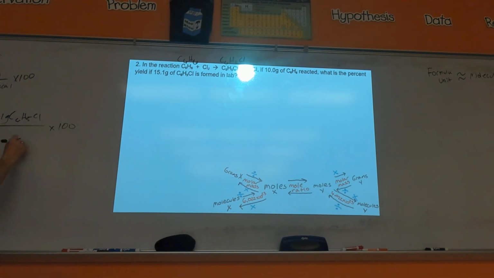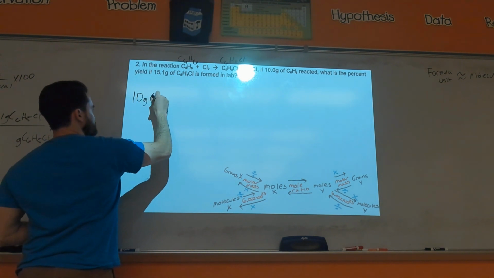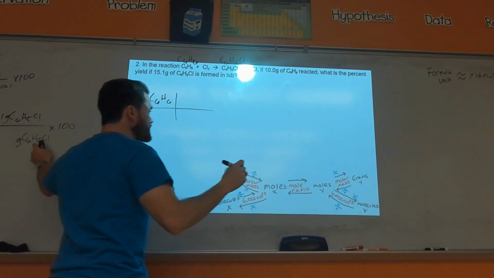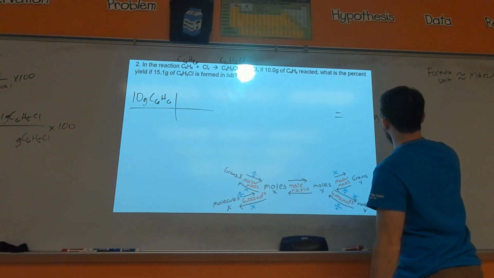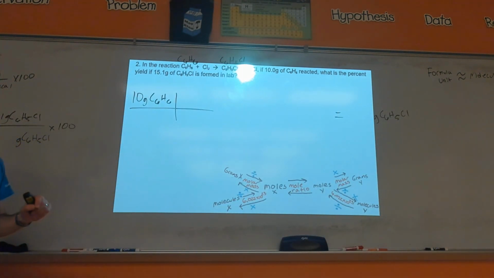the theoretical yield of what? Of C6H5Cl. So we got to find this number right here. That's what we're going to do for our calculation. So if we start with 10 grams of C6H6, how many grams of that product, the C6H5Cl, can we theoretically make if you're like the perfect chemist?